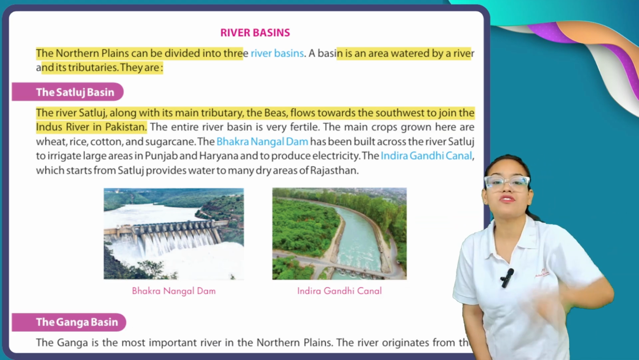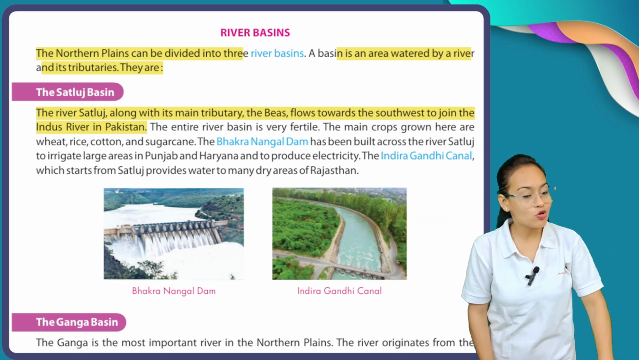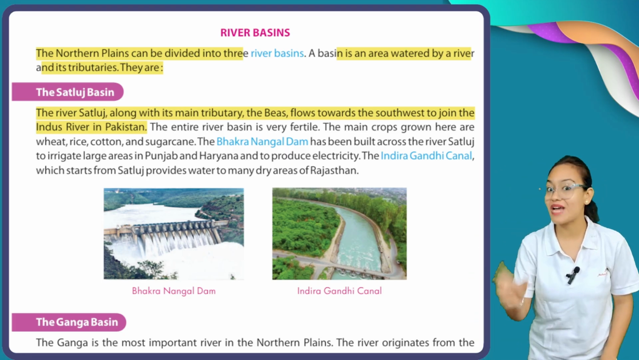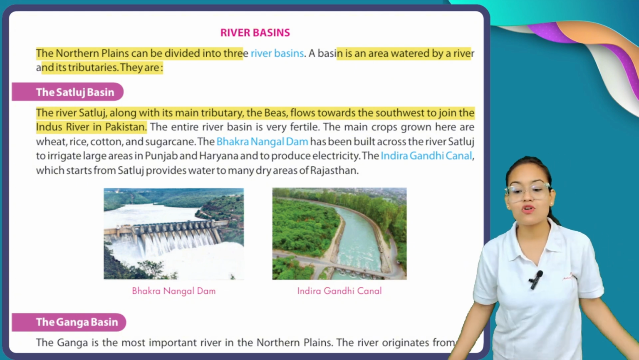So here Satluj is the main river, and the Beas river flows towards the southwest. Beas is the tributary of the Satluj river.